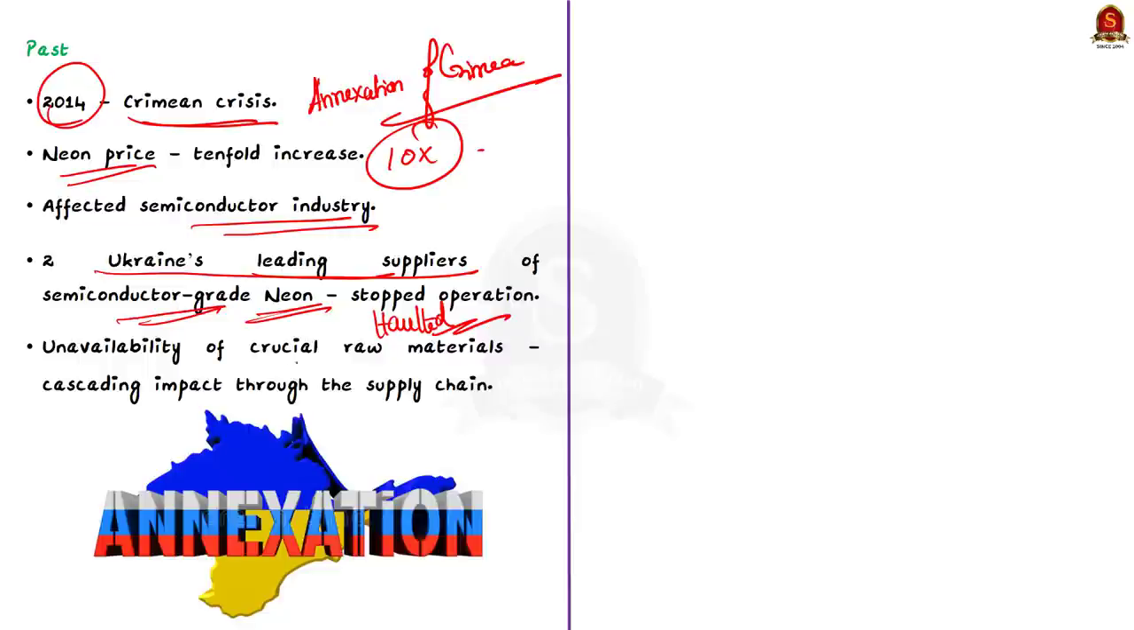So, the unavailability of crucial raw materials will have a cascading impact through the supply chain, and it will impact the manufacturers in Asia who are reliant on Ukraine. See, we are in an interconnected world. So, India would also face some direct or indirect impact in its electronic manufacturing.